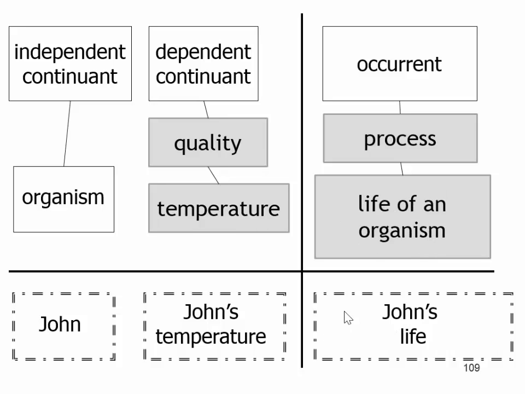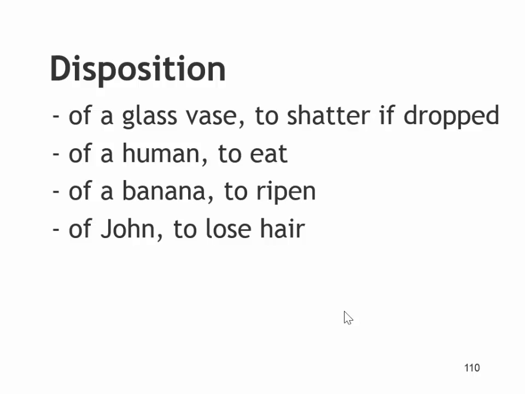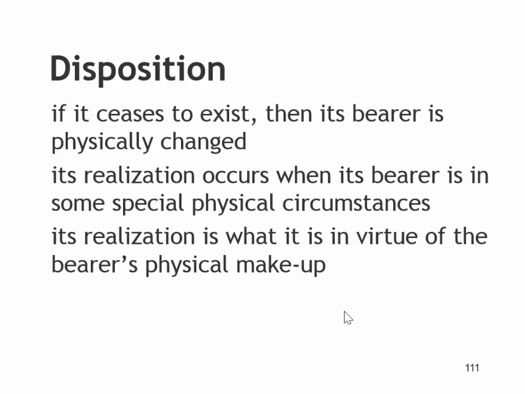Now, we talked earlier about dispositions, the disposition of a glass to break or of a human to eat. And we said that if a disposition ceases to exist, then its bearer is physically changed. Just a warning now, diseases, all diseases, trivially, are dispositions. Now, the reason why that must be so is because two people can have the very same disease. Two identical twins may have the very same disease, but one realizes the disease in a way which involves many symptoms, and the other realizes the disease in a way which involves hardly any symptoms, because the one has treatment and the other doesn't have treatment.